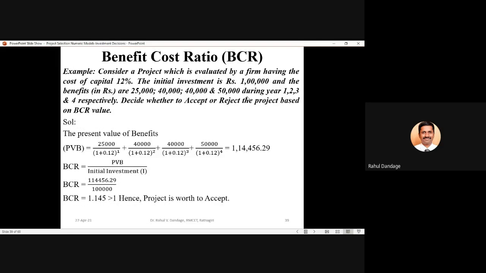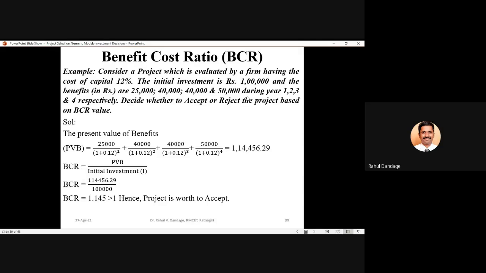So this is a simple example. Consider a project which is evaluated by a firm having cost of capital 12%. Initial investment is rupees 1 lakh and benefits are 25,000, 40,000, 40,000, 50,000 during year 1, 2, 3, 4 respectively. Decide whether to accept the project or reject the project based on the benefit cost ratio value.